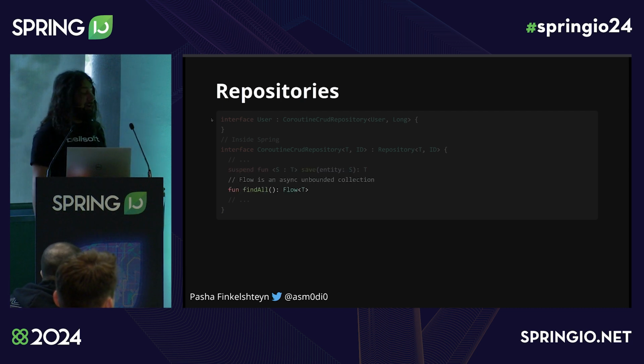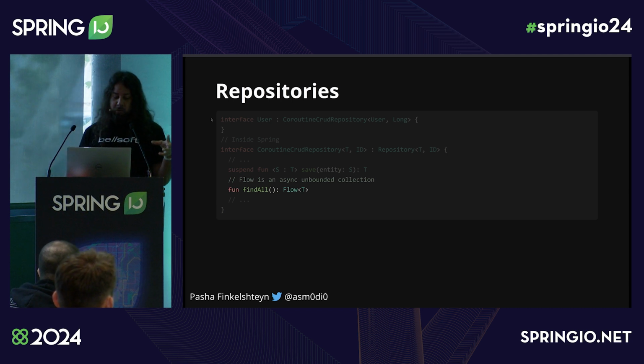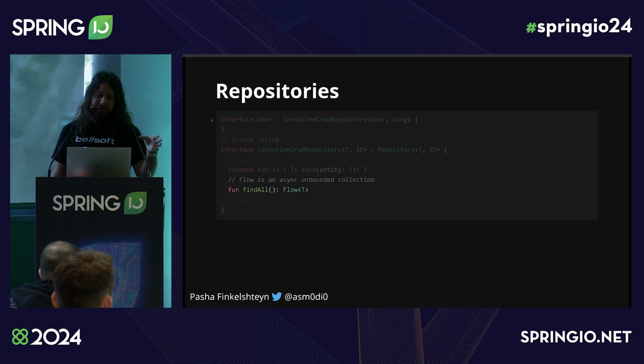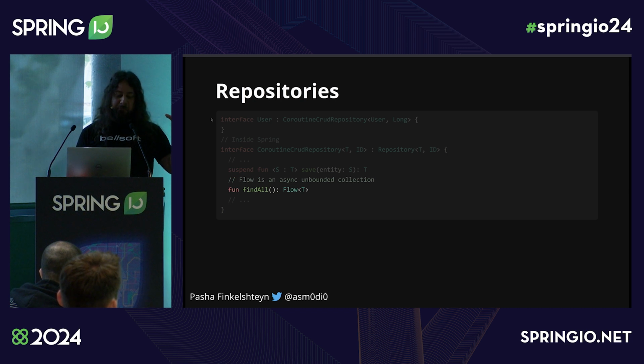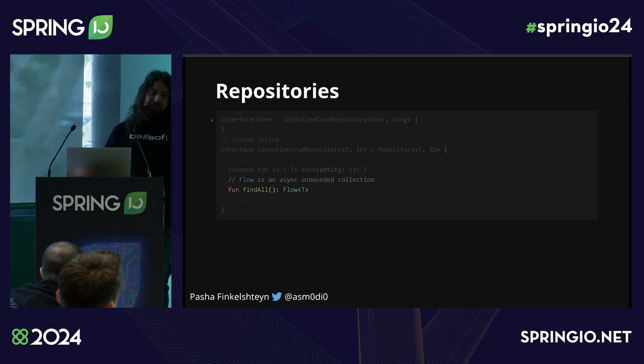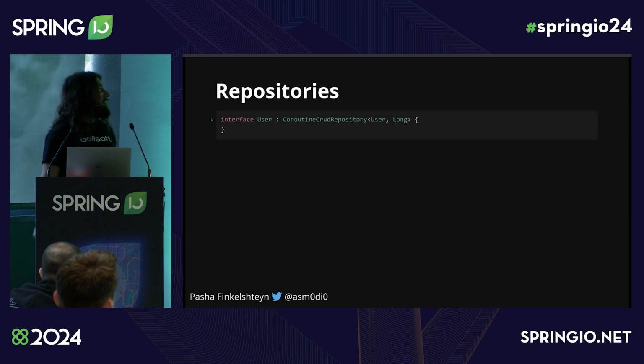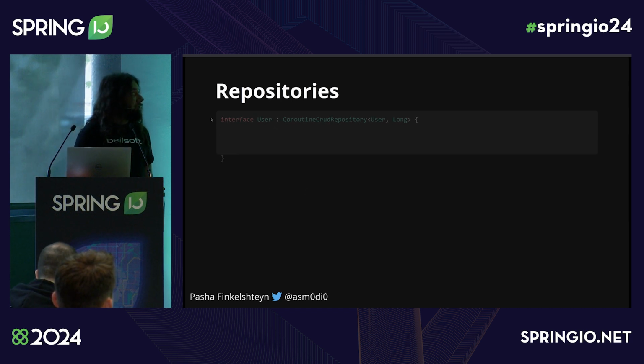Or, for example, findAll. This is something new. We see Flow here. Flow is like Flux in Reactive. It's an async unbounded collection. And since it's implemented on top of the Reactor project, it also handles back pressure and all these kinds of stuff for you. Now let's add some functions to our repository.